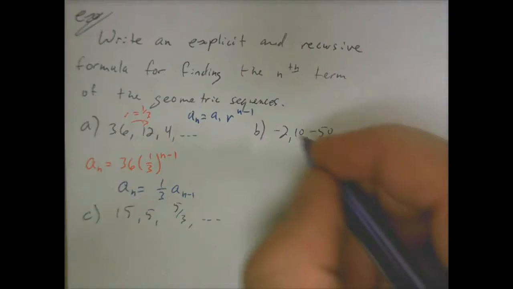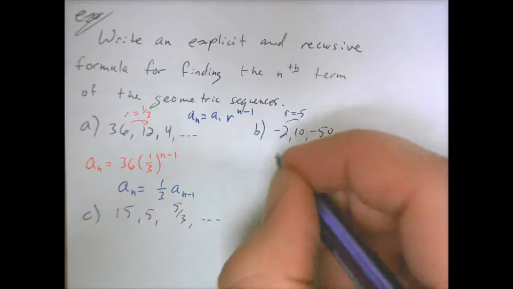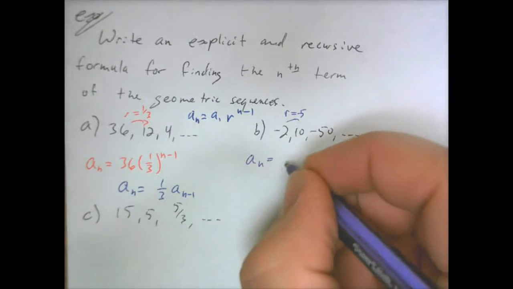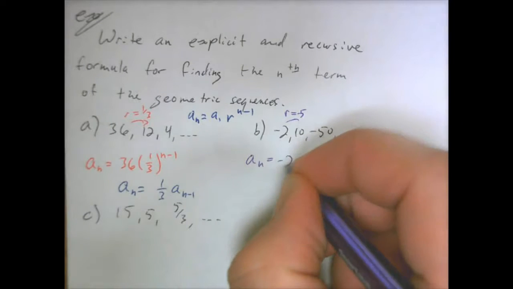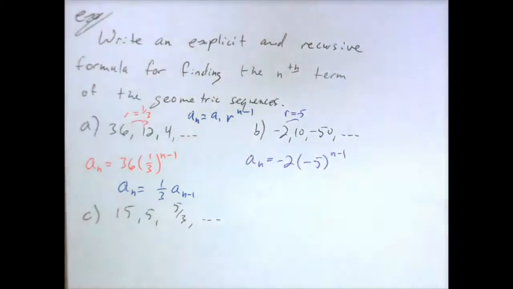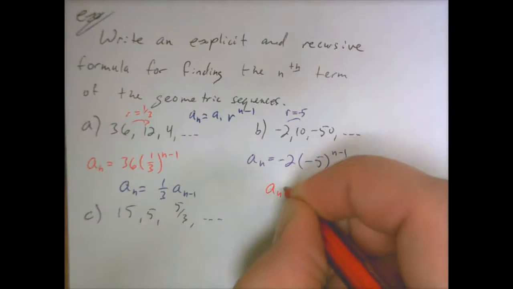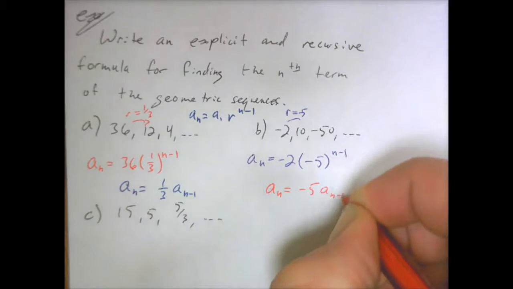Cool. Next one, it is multiplying by negative 5. You have your first term, you have your rate to the n minus 1. And for the recursive, it is being multiplied by negative 5, so negative 5 times a sub n minus 1.